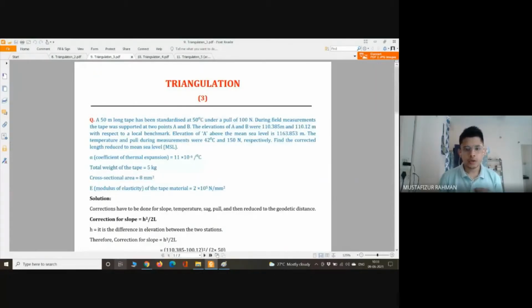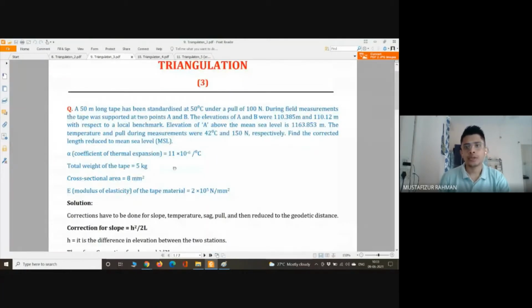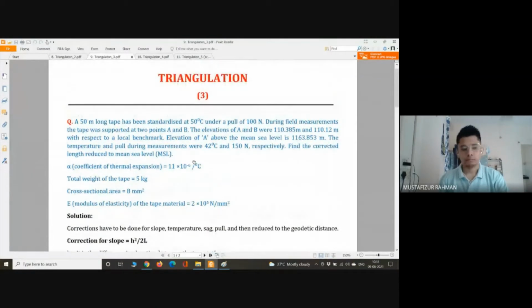We discussed a little bit about the corrections that we need to apply to the different measurements, chain and tape measurements. If we are carrying out measurements, we need to apply some corrections because the tape and chain was manufactured or standardized, or calibrated, in a different environment than the one we are working in at the field. So it may be required that way. Based on those same concepts, we will see a few numericals today, which will clear our concept.